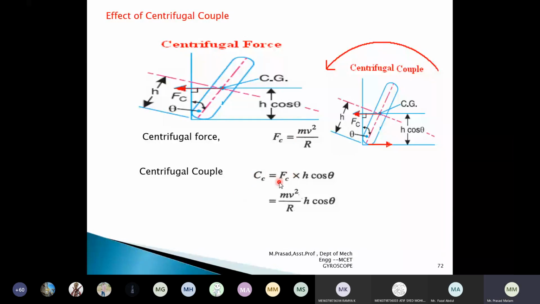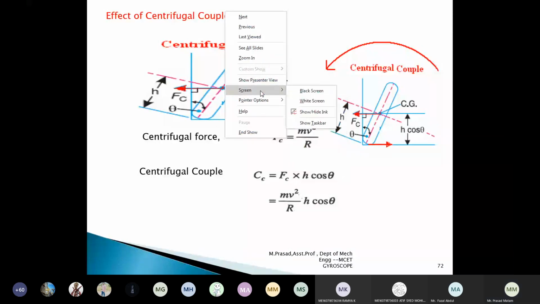You can see the force is Fc, the centrifugal force, and the distance, how are we getting the h cos theta? You can see here this is the centrifugal force. What is the perpendicular distance for this force? This h cos theta is the perpendicular distance. How did we get this h cos theta? Since this is the distance h, and it is inclined by an angle theta, this is resolved along the x-axis and y-axis. I will show this.